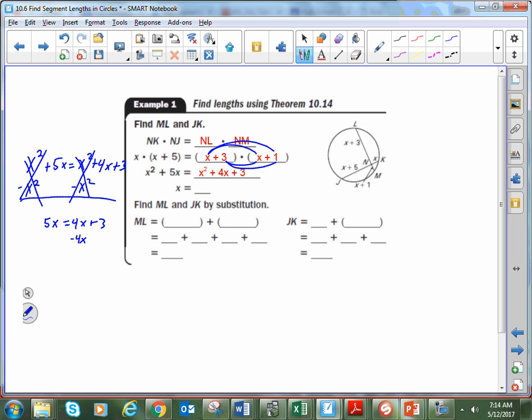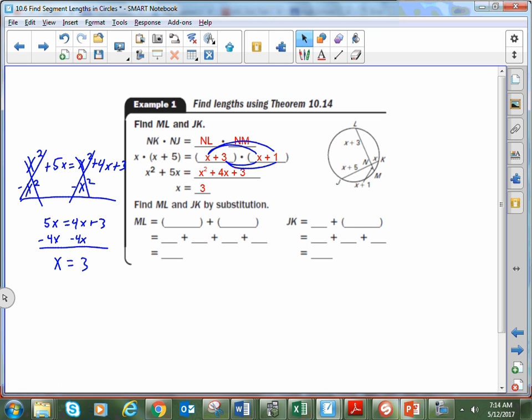Moving the 4x over from the right side to the left side gives me x equal to 3. And that's kind of the step that they're skipping. They're skipping a couple of steps here, but that's how we're getting the 3 for the value of x. Well, we want to know what the lengths of segment ML and JK are.